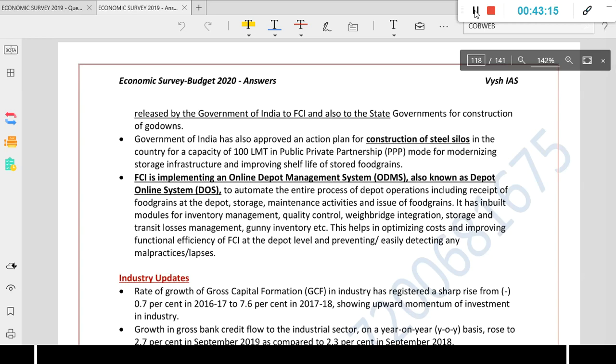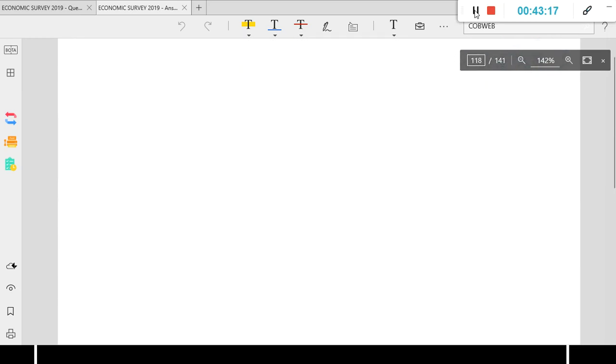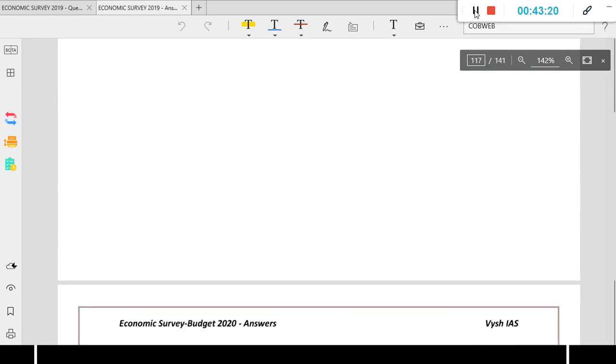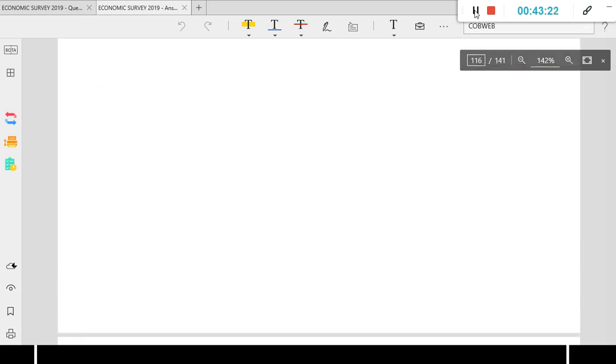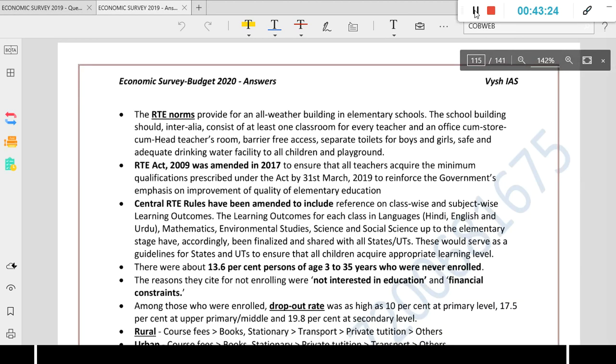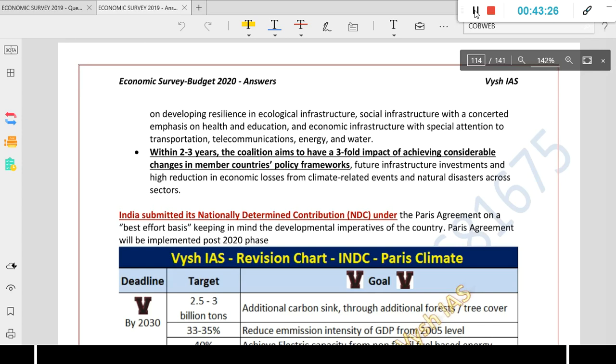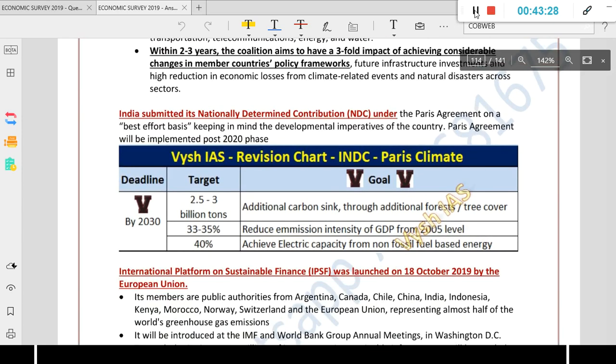So like the agriculture sector, industry updates, whatever happened in industry, whatever happened in agriculture, food subsidy, any topic which you can imagine, it is there in the Economic Survey in 750 pages. I have made it for you in 140 pages. Okay, see, even including Vajiram IAS revision chart I have included, wherever it is supporting that concept.